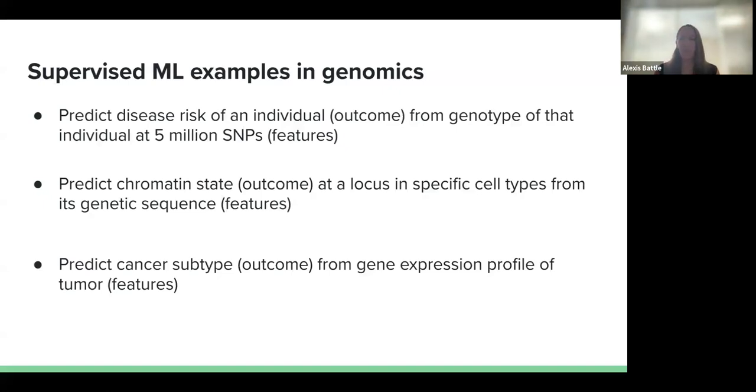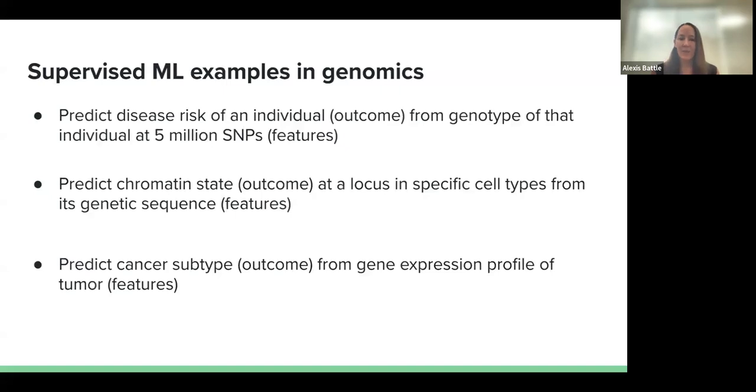Another problem that many people are working on now is epigenetic state prediction. Here we are interested in looking at a particular region of the genome and predicting its chromatin state. Will it be open or closed chromatin, for example, in a particular cell type or types? And we'd like to make this prediction based on the genetic sequence in that genomic region. So here the features would actually be the sequence of A's, C's, T's, and G's that we have in that region of the genome. And the outcome that we'd like to predict is, will chromatin be open or closed in a set of specific cell types at that region?